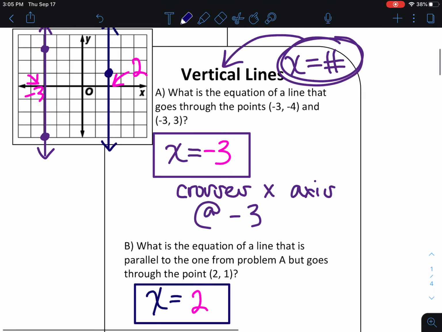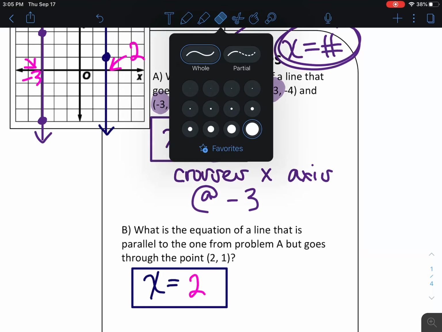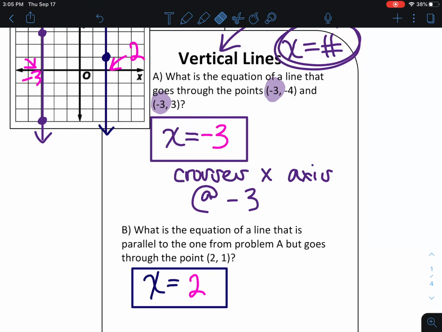Now, real quick, I want you to note that both of these, the -3 and the 2, are also the x values for those points. That is not by coincidence. All right, moving on to the next one.